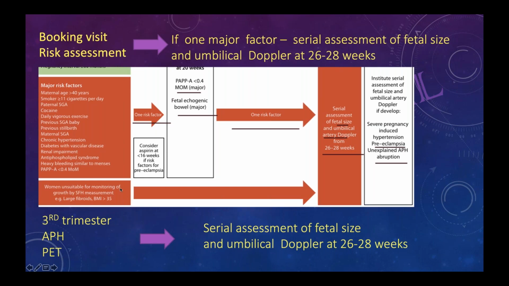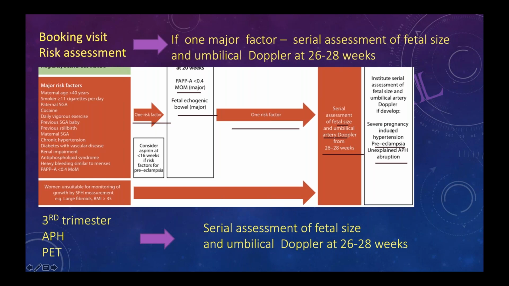Now if you find at your 20 week scan that echogenic bowel is there, it is also a major risk factor. So the answer will come from here only. Now if you find that the woman has a large fibroid or BMI is more than 35, you are not in a position to do symphysiofundal height for these patients. This is also a major risk factor, so it will be put in this pathway.